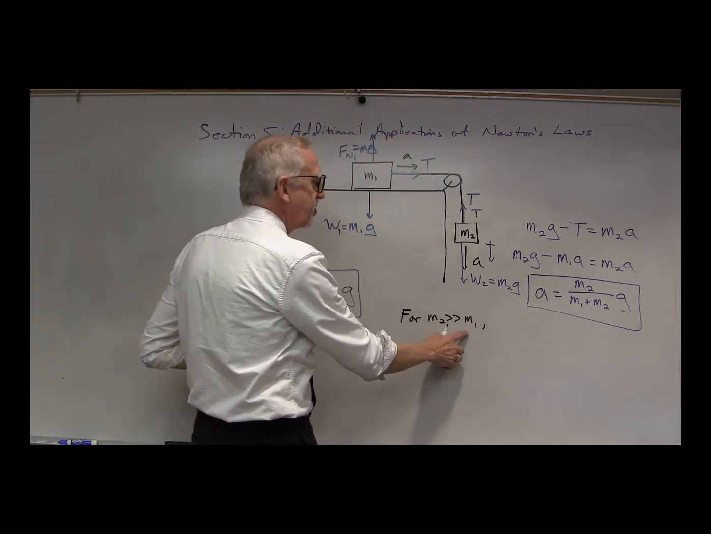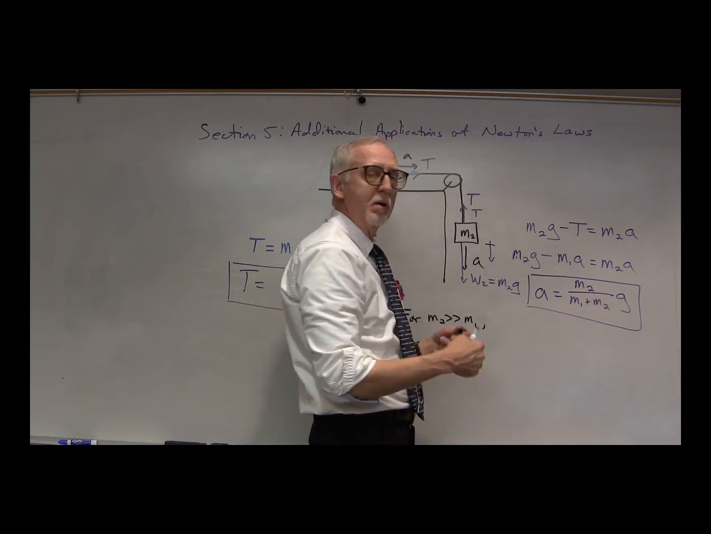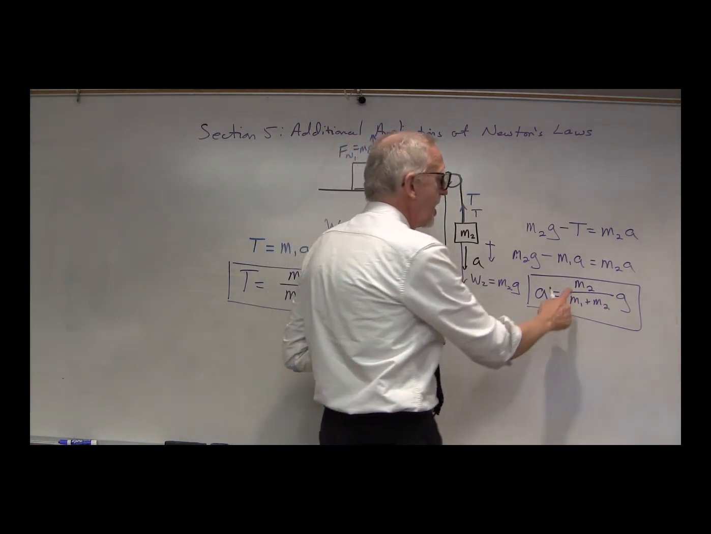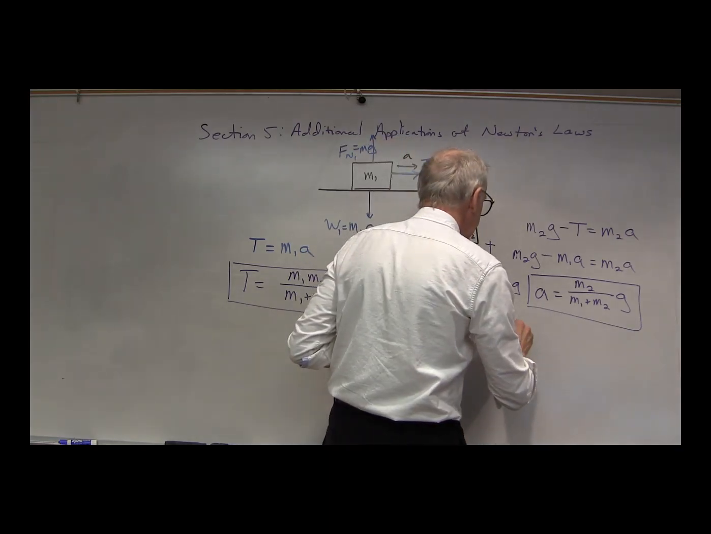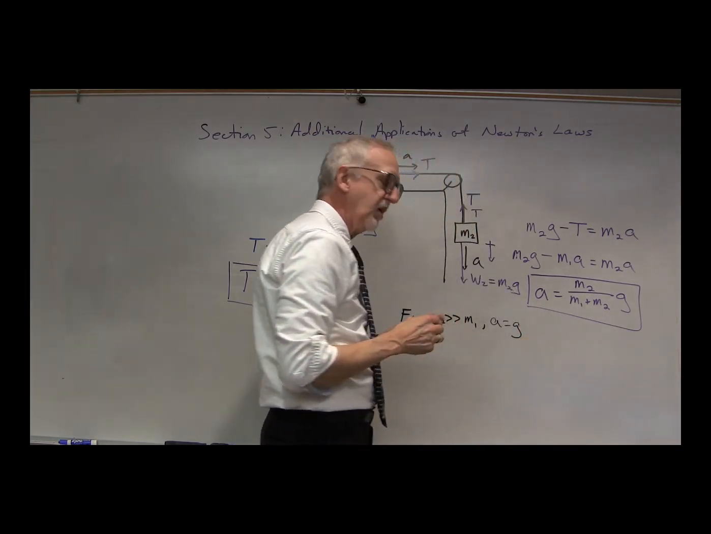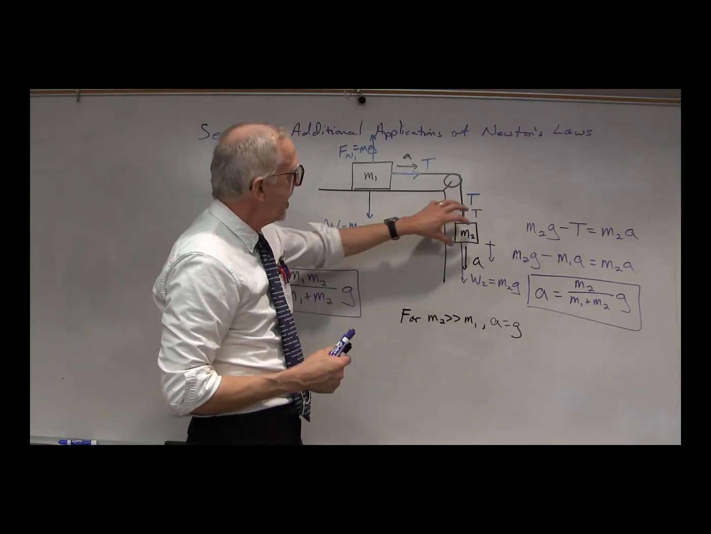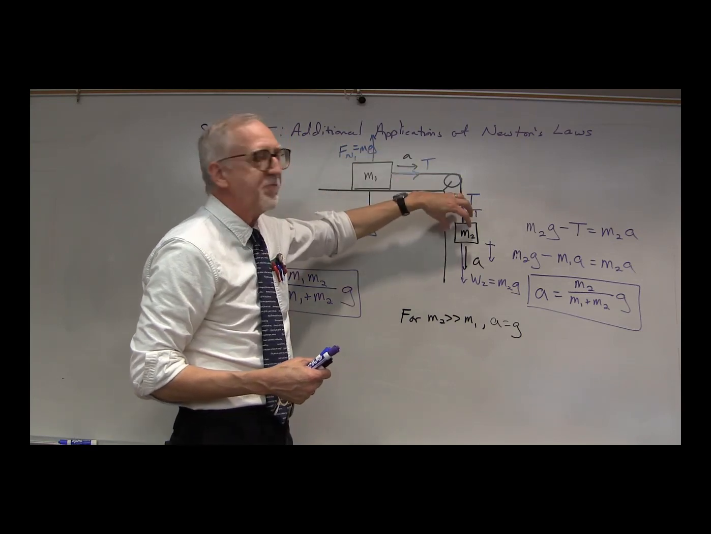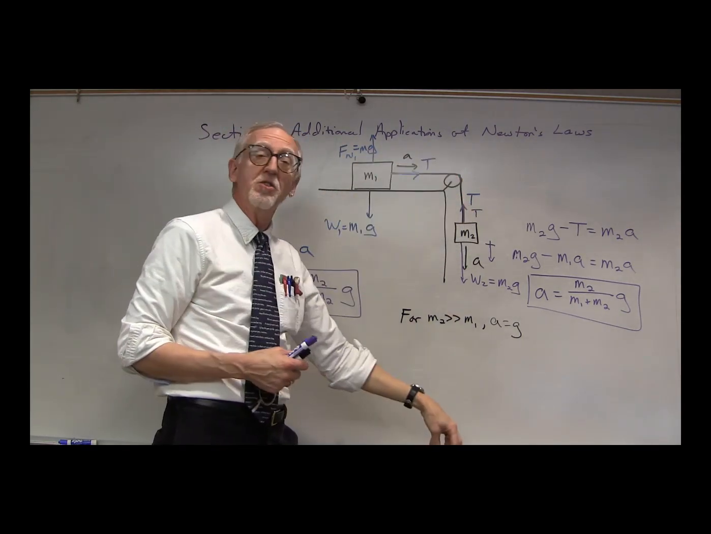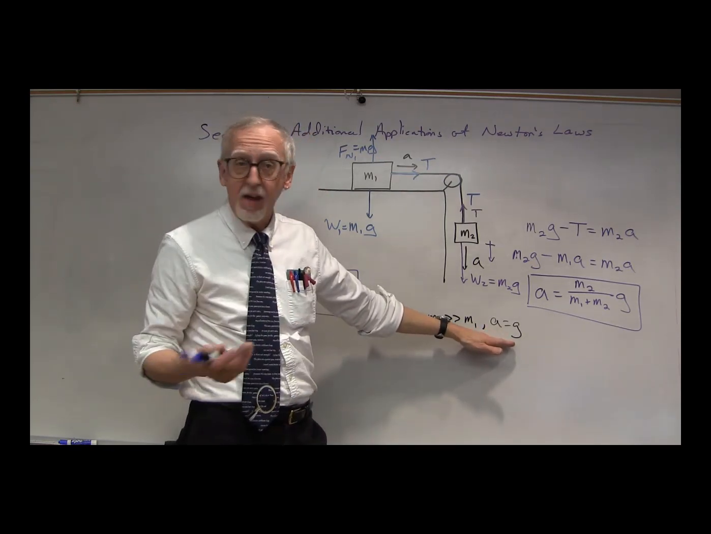All right, if m2 is much larger than m1, m1 plus m2 is basically m2. And we get m2 over m2, which is 1, and the acceleration is basically g. Okay, well that makes sense, because if m2 is much larger than m1, m1 is not going to have much of an effect on m2, and it's just going to fall down in free fall. The acceleration is g.